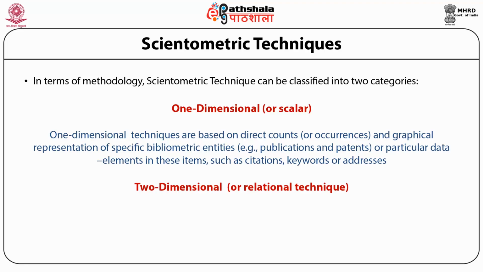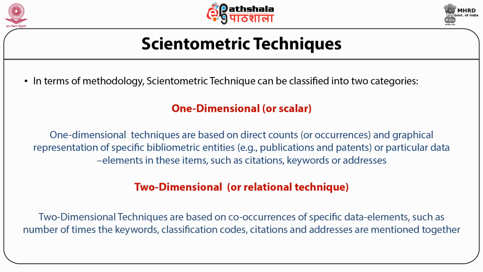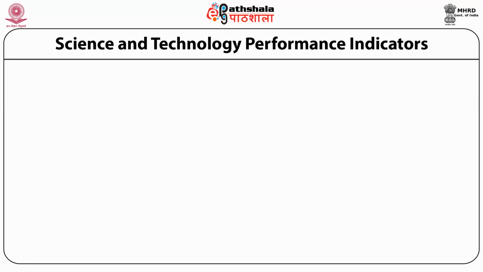That is publications and patents, or particular data elements in these items such as citations, keywords, or addresses. Two-dimensional techniques are based on co-occurrences of specific data elements, such as the number of times the keywords, classification codes, citations, and addresses are mentioned together. Here we look at the science and technology performance indicators.